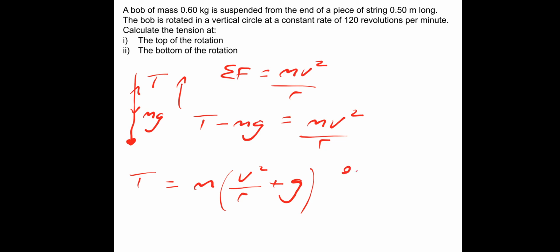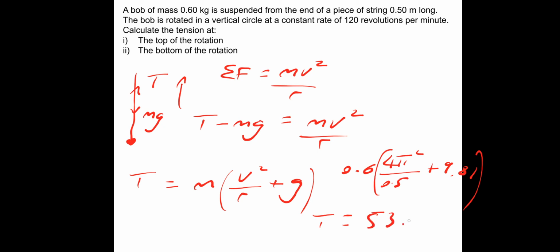Then we just need to put the numbers in. So we've got 0.6 multiplied by v squared, so that's 4 pi squared, divided by the radius, so 0.5. And this time we're going to add the 9.81. And that will give you a tension of 53.3 newtons.